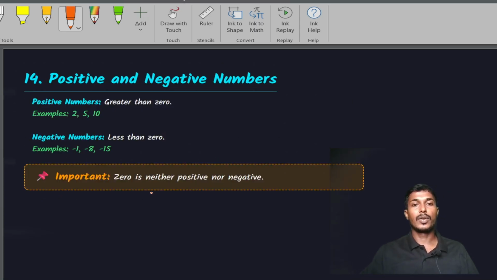Let us study positive and negative numbers. Now, on the number line, we studied a few things.